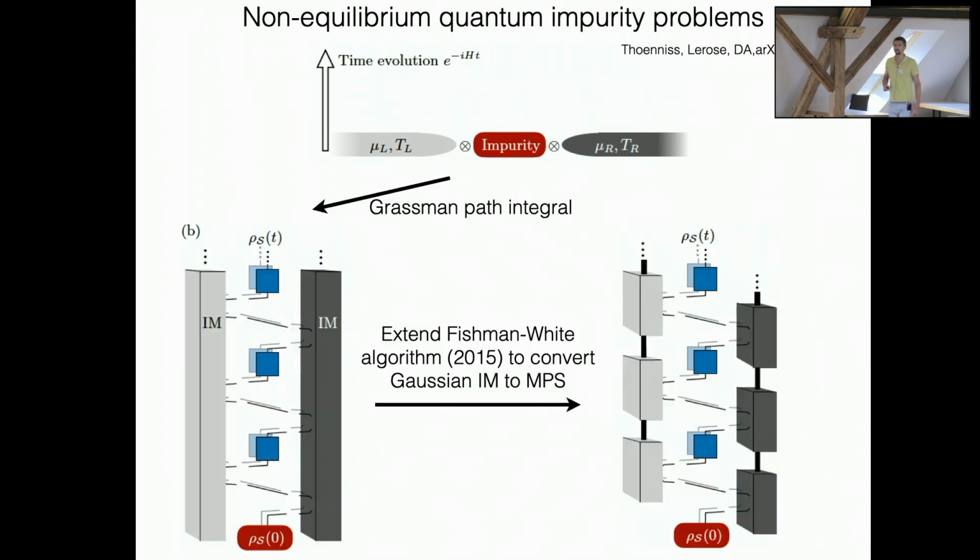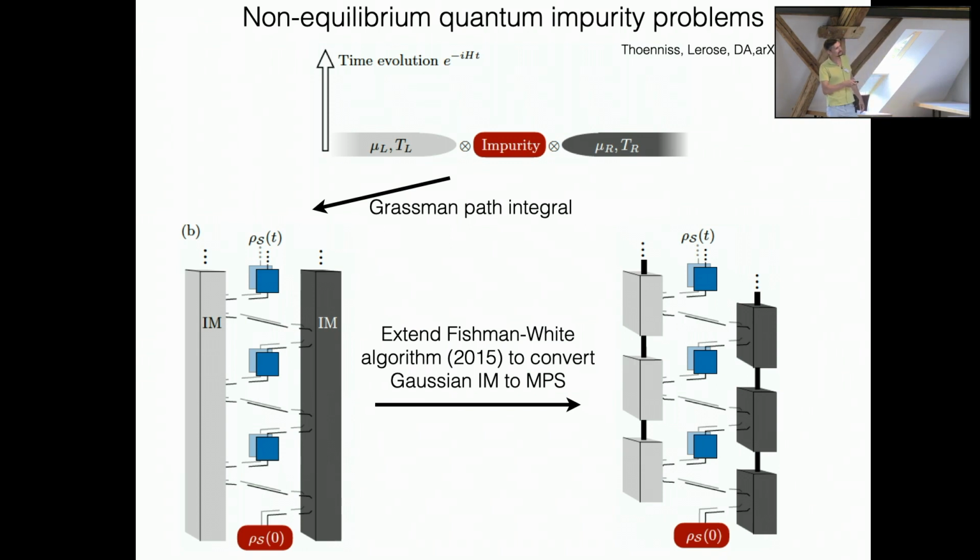So we use the Grassmann path integral to explicitly compute the influence functional of the reservoirs, very much in the same spirit as I showed for the Ising model, such that we got this quadratic wave function in the temporal domain for each reservoir. We can have 1, 2, or 5. That doesn't make much difference.